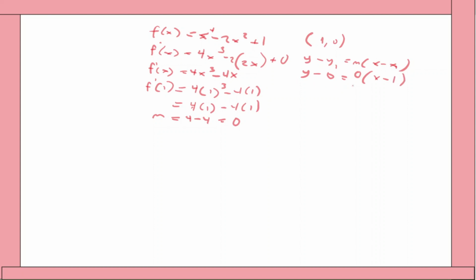So if we did this out, everything here would be 0, because 0 by anything is 0, and if we added 0 to 0, we would just get that y equals 0. So in this case, we just have a horizontal line for the tangent, but it's not always a horizontal line. Usually it's some sort of function. So let's try one more tangent line problem so we can get used to doing them for functions.